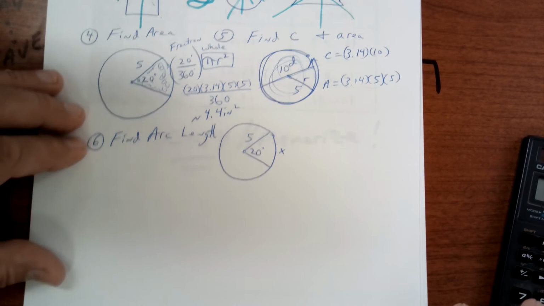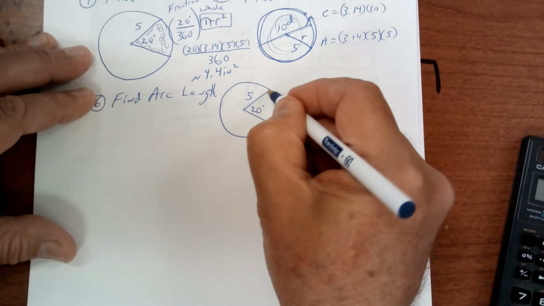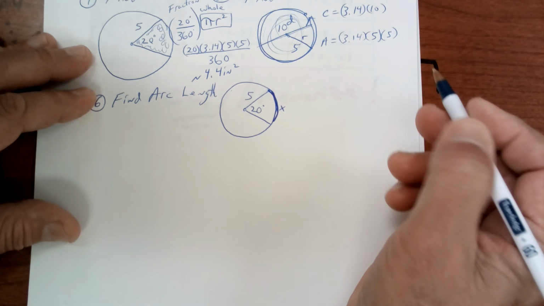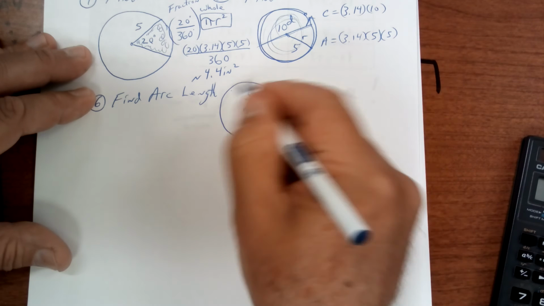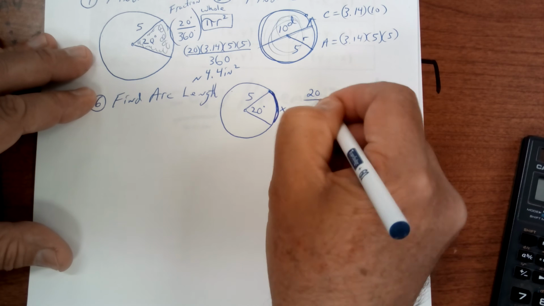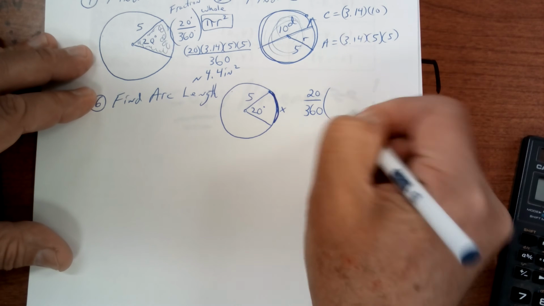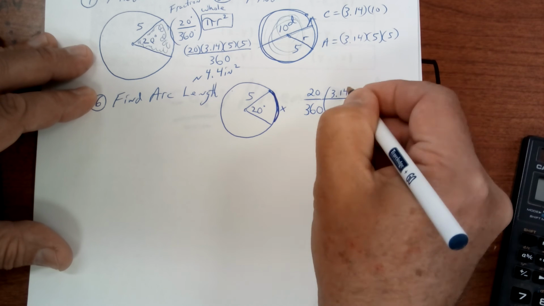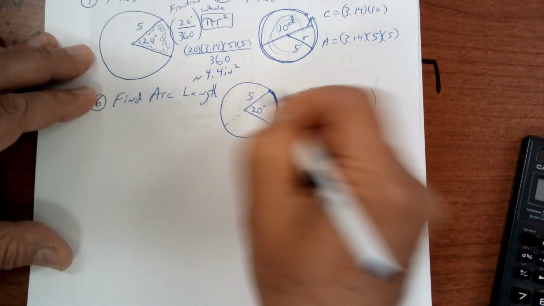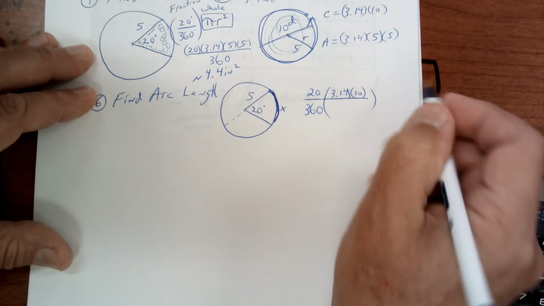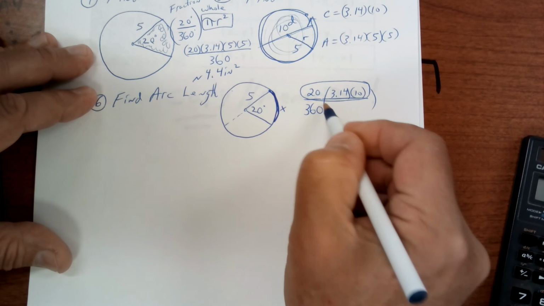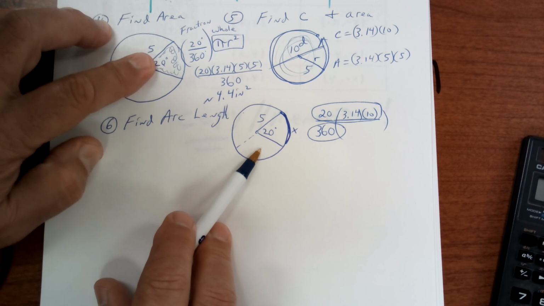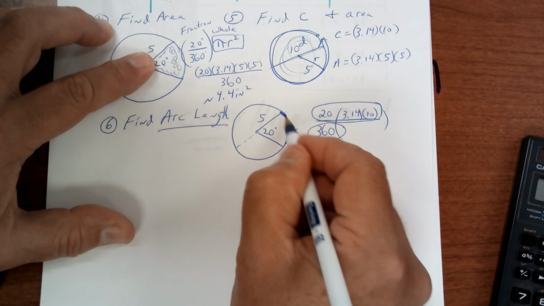Find the arc length. Well, what you're doing is finding the outer part here, kind of like the pupil of your eye. The whole circle is 360, so that's going to be 20 over 360, just like before. But instead of using area, you're going to use pi times diameter, and the diameter here is going to be 10. And there it is. So you're going to multiply these top numbers and divide by that bottom number. Make sure you know both of these. This is called area of the sector, and this is called arc length, how long that is.